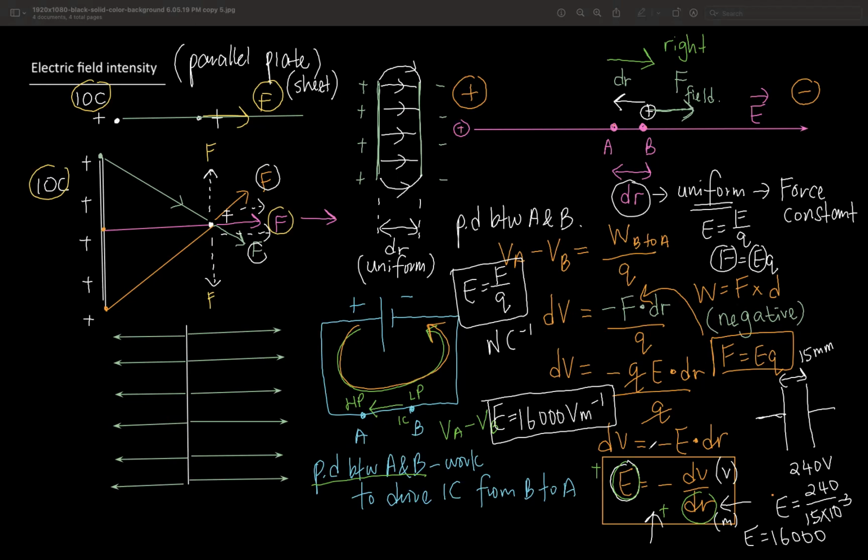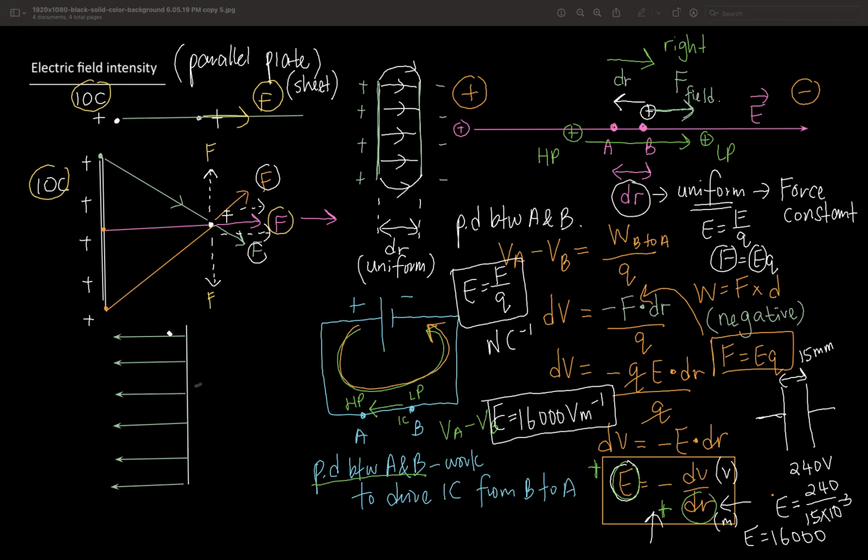Okay, I repeat, why do you have a negative here? Because along the line of the electric field, when you go to the right, this is a plus, the dr is also a plus, then you will get a negative dV. That means the change in the potential is decreasing. The potential is decreasing along the direction to the right. Which makes sense because as the positive charge travels, it travels from high potential to low potential. So the potential decreases.